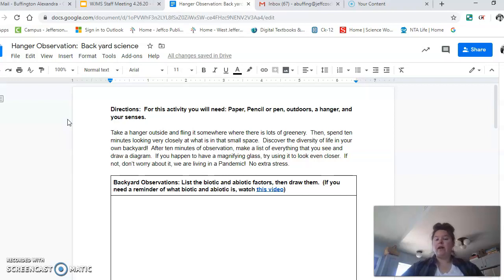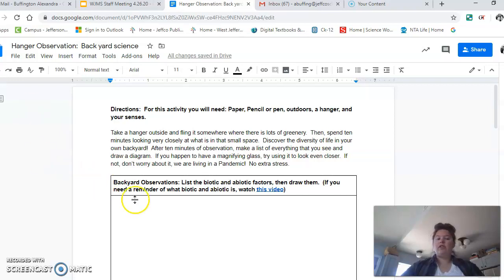No big deal, okay? So what you're going to do is take your hanger outside, and you're actually just going to chuck it somewhere where there's greenery. So not in your driveway, not on your deck or something, but where there's plants. And then you're going to spend 10-ish minutes just looking really closely to see what's in that little space, and discover the diversity of life that's in your own backyard.